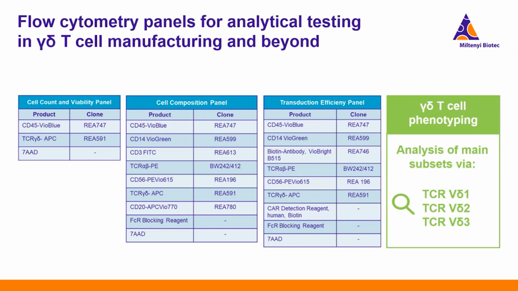And furthermore, because gamma delta T cell phenotyping can also be of interest during manufacturing or during the preclinical phase research, we also offer several tools for the analysis of the main subsets. So we have different antibodies to identify the V delta 1, V delta 2, and V delta 3 chains in the gamma delta TCRs. And of course, besides these TCRs, we offer many other antibody conjugates to identify and determine other markers of interest for phenotyping.